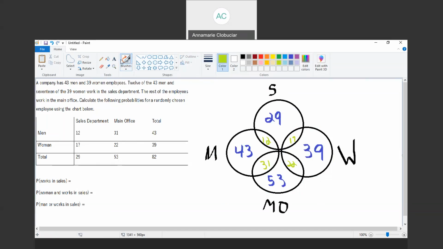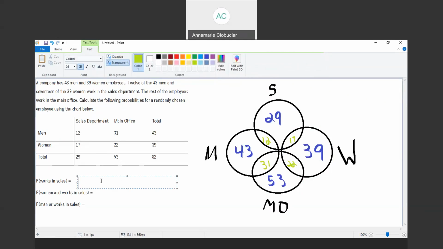The actual problem is asking us 3 things. The first one is, how many people work in sales? You could use a chart, but I'm going to use a Venn diagram, and I see that sales is this whole big circle and that we have 29 people. So we have 29 people in sales, out of our total 82, which is given to us by the chart.